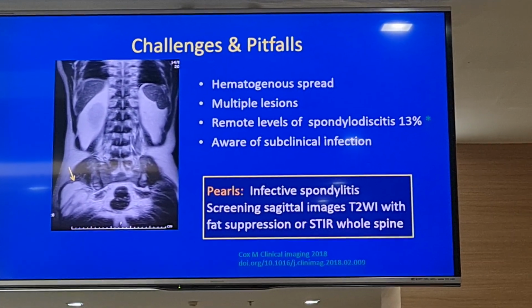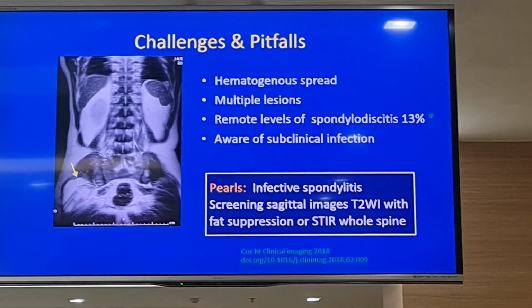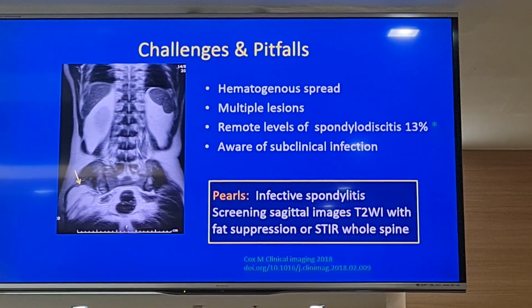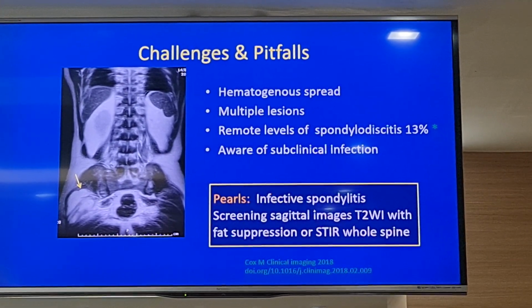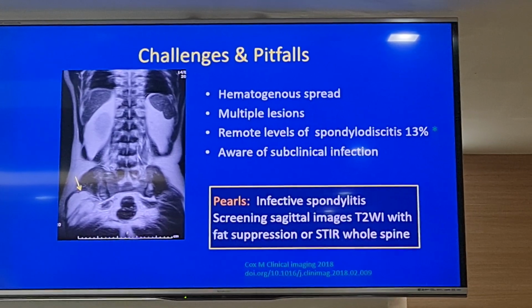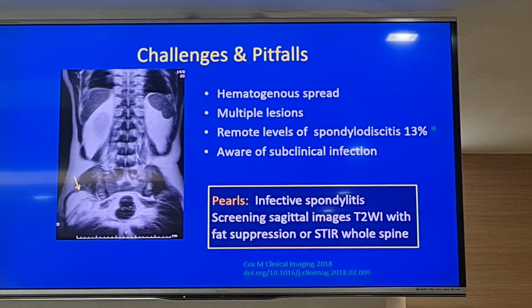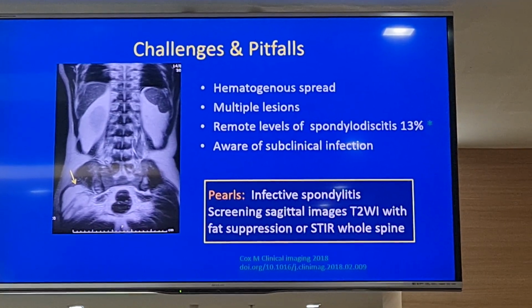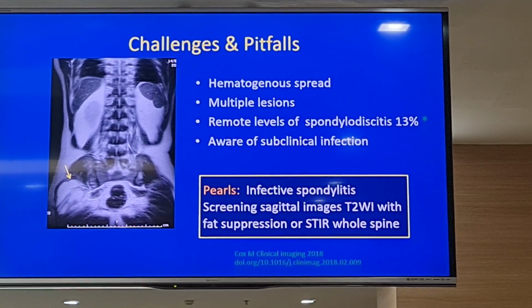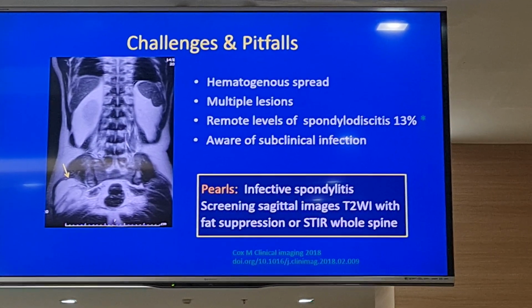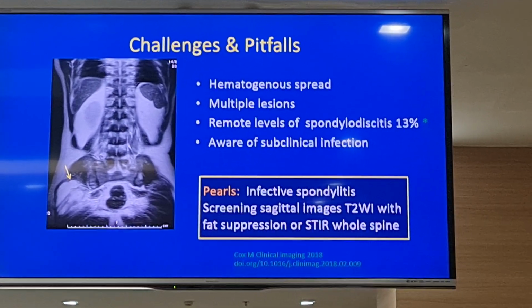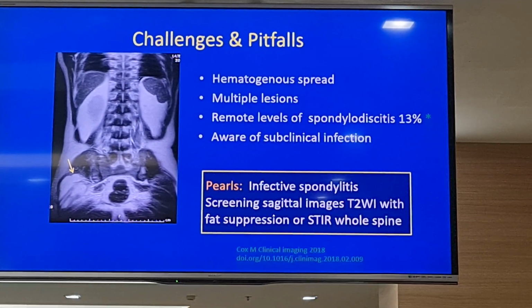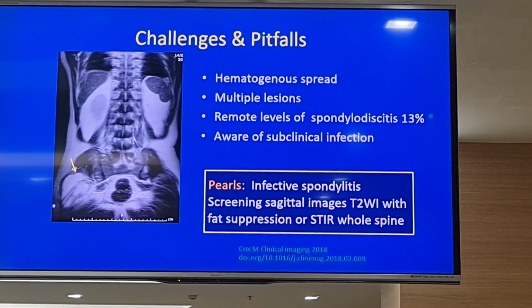This has been known for a while. Hematogenous spread can cause multiple sites, and for spondylodiscitis, in 10 to 15% the patient can present with multiple levels. So this means when we are concerned about spinal infection, it's better to image the whole spine to see the disease burden. And sometimes people talk about whole body scanning to see the entire body burden of the disease.